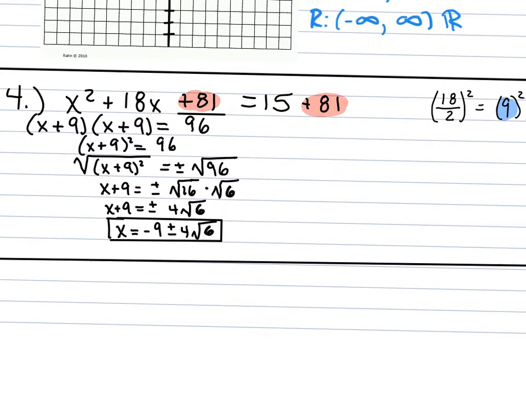I added 81 to both sides, which allows me, now that the square is completed, to start breaking it down. x plus 9 squared is equal to 96. Square root of both sides, and we get down to x is equal to negative 9 plus or minus 4 times the square root of 6.